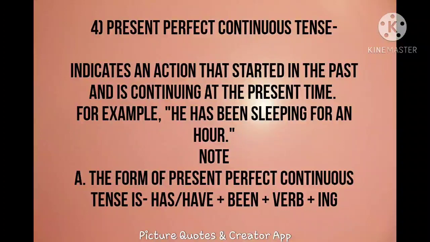The form of present perfect continuous tense is has or have plus been plus the ing form of the verb. I already told you, singular subject means has, plural subject means have. The ing form of the verb indicates that it is a continuous action. So has or have plus been plus the ing form of the verb is used to construct present perfect continuous tense.